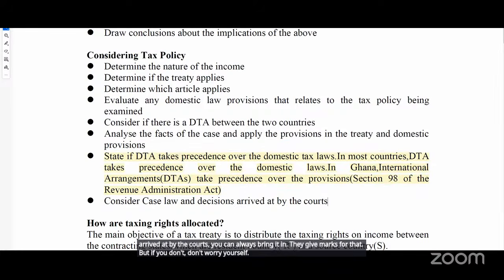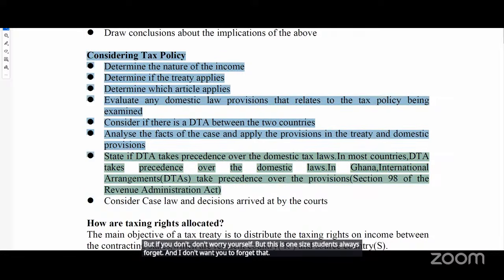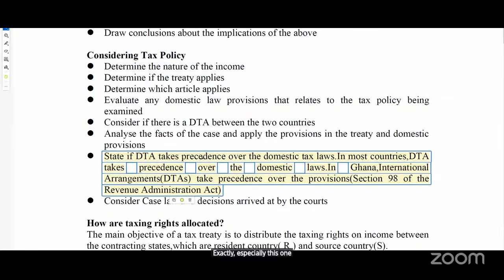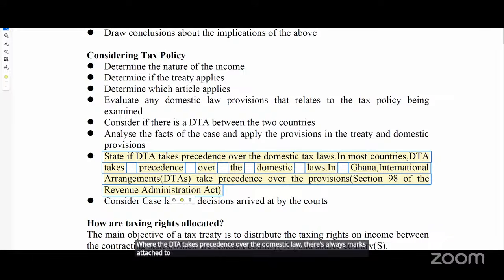But this is one side students always forget, and I don't want you to forget that. Is it clear? Especially this one, where the DTA takes precedence over the domestic law. There's always marks attached to that. Is it clear?